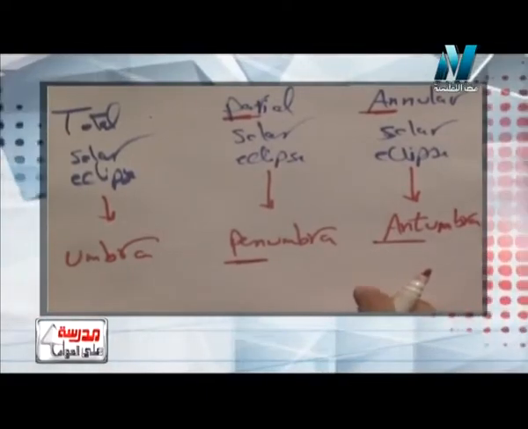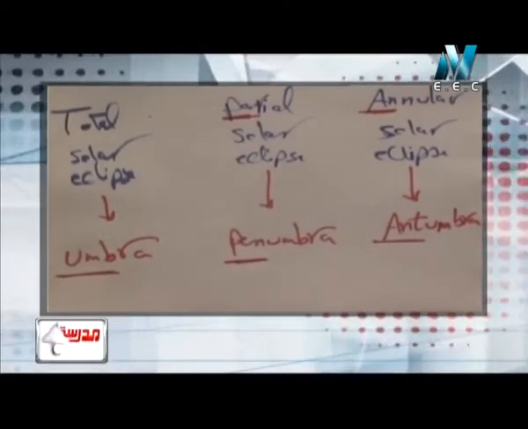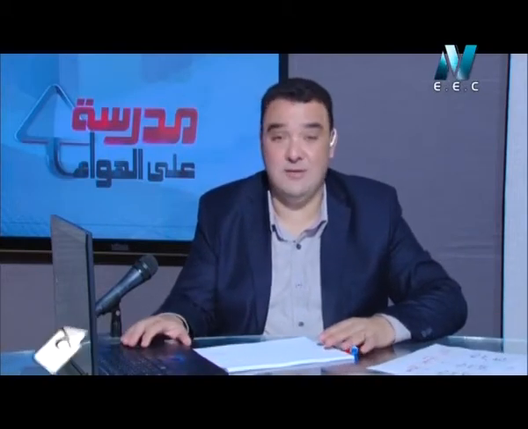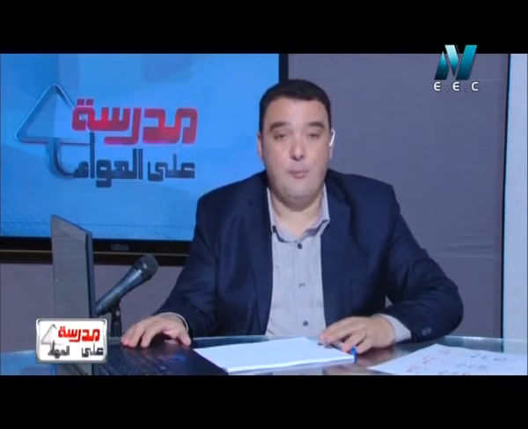And total eclipse occurs surely in the umbra because its name is total, so we will not see anything of the sun. So it's called total eclipse. So we'll have three types of eclipse as we have studied, which are total, partial, and the last one is called annular. So let's make a definition for each one of them.